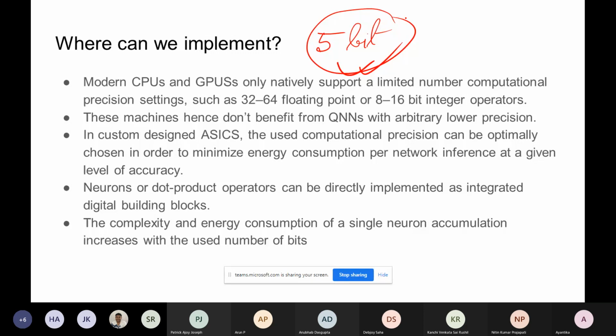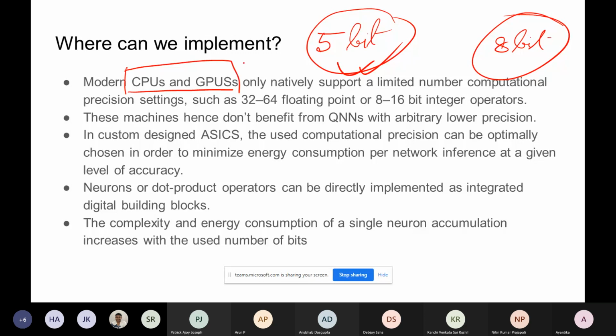Otherwise, what is happening? You are doing the quantization because you can check that, okay, up to 5-bit, whatever accuracy I'm getting is okay for my application. Maybe if you do 8-bit quantization, the accuracy is more, but you are not using that accuracy. On the other hand, whenever you go to implement that 5-bit implementation in the market, in practice, you do not have any CPUs or GPUs, underlying platforms, where you can actually realize this 5-bit architecture efficiently.